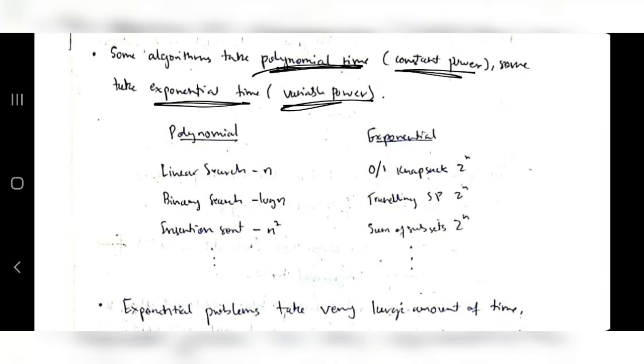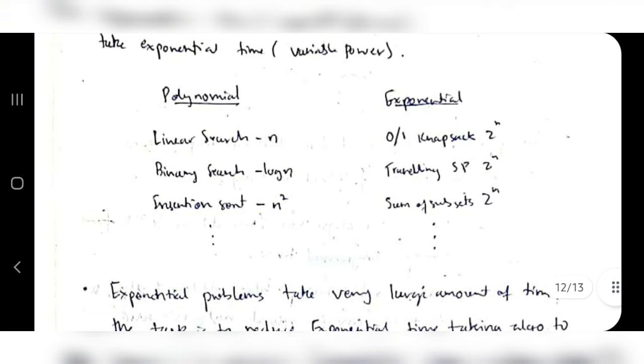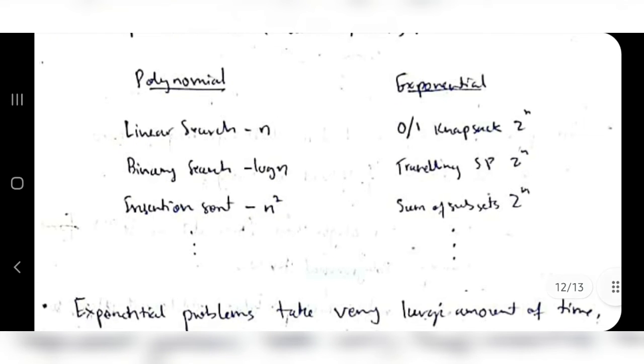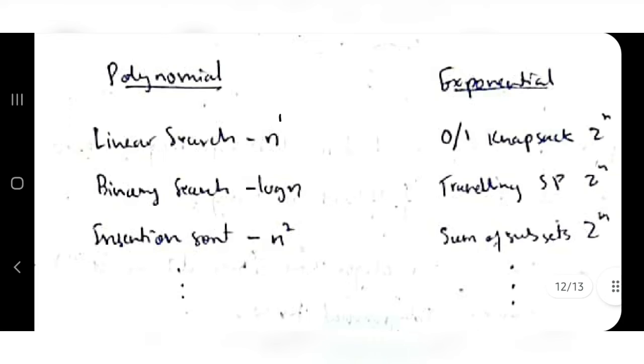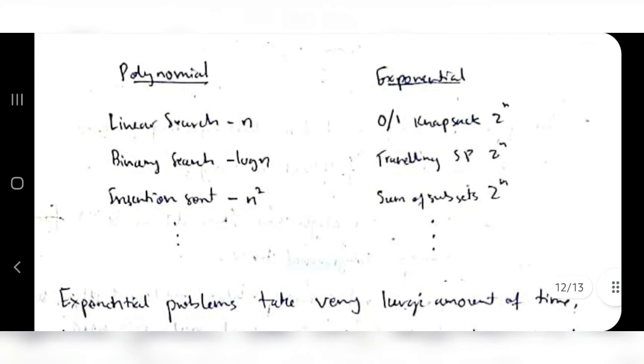So what is exponential time and what is polynomial time? In polynomial time, we'll have linear, means we have an example of linear search and binary search and insertion sort and so on. So what is the main difference between polynomial and exponential? In polynomial, see here the powers are n power 1 here, and this is log n, and here we have n power 2. Okay, so all these are constant powers, so this will not take much amount of time for large values. Okay, but exponential will take large amount of time.